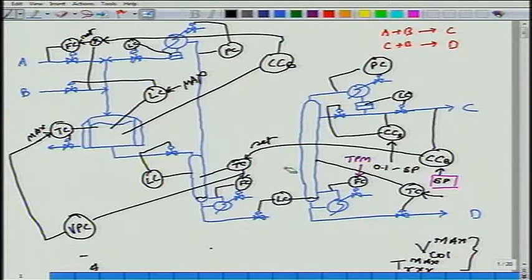Let us say I don't have the VPC there. Does the temperature controller ensure that the boil up is max? No, the boil up is whatever it is. I am going to adjust my throughput manipulator in such a way that my A processing rate is whatever I desire, 100 kilomoles an hour, 150 kilomoles an hour, whatever. So I adjust the throughput manipulator to get the desired processing rate.